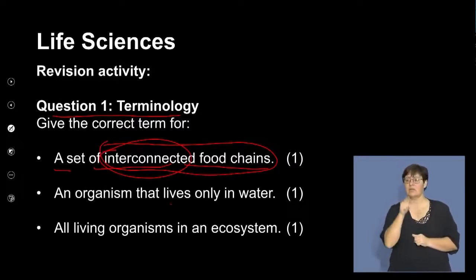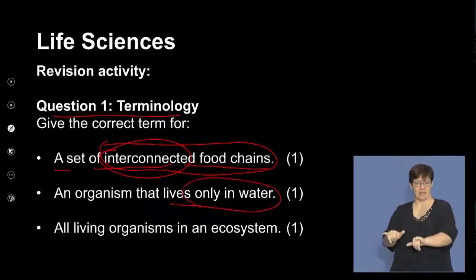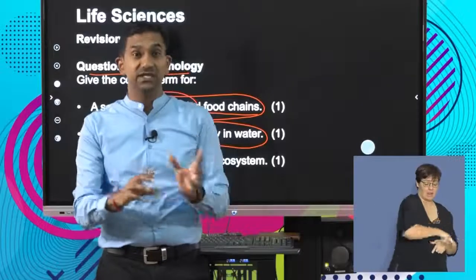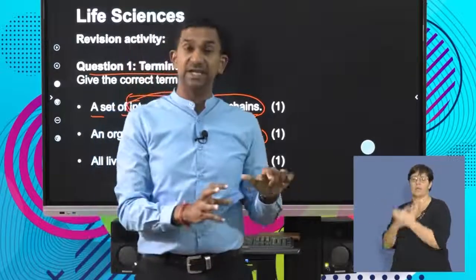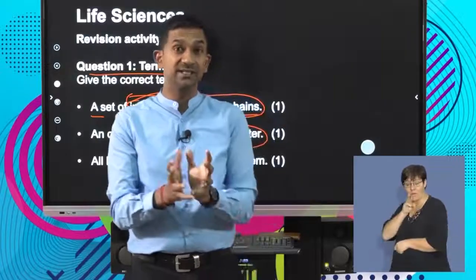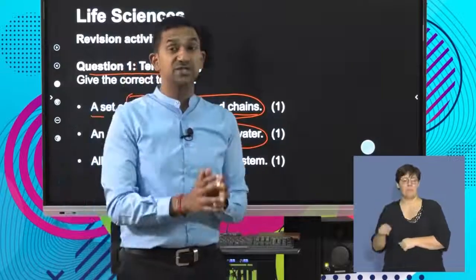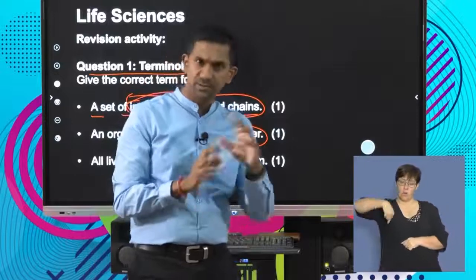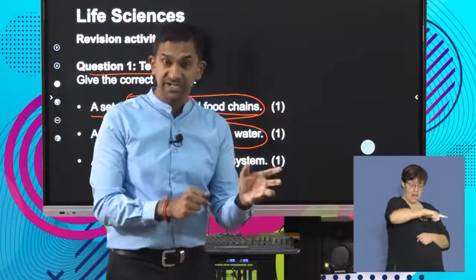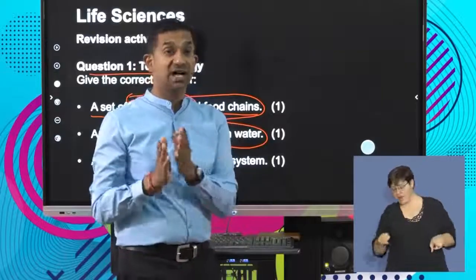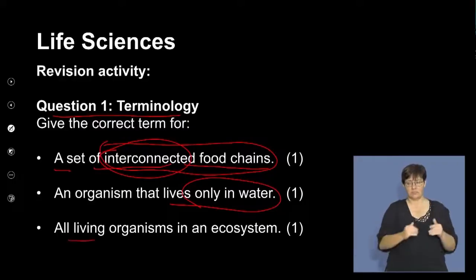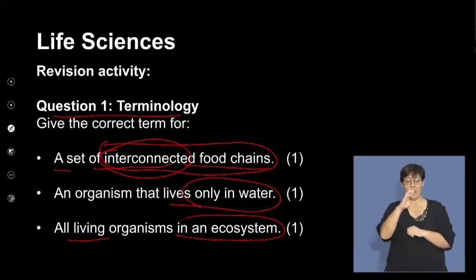An organism that lives only in water. It's important that we recognize that we've got organisms that live on land and those that live in water. The ones that live on land, we refer to as terrestrial organisms. However, the ones that live in water, we refer to as aquatic organisms. So life forms exist on land, which are terrestrial, as well as in water, which are aquatic.